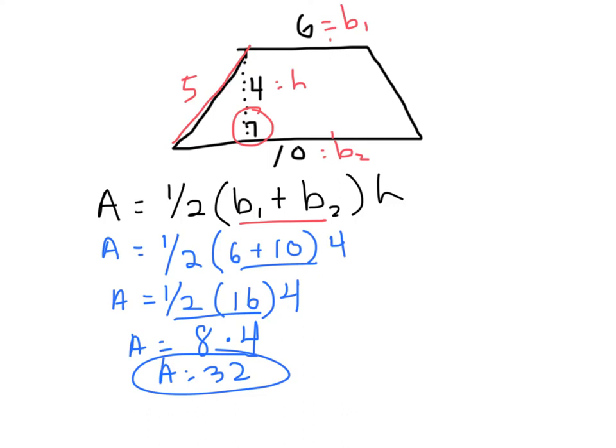So, key things to remember. Height is always your straight up and down vertical line. Base 1 and base 2, doesn't matter which one they are, but they have to be the sets of parallel lines. A trapezoid has one set of parallel lines, and those lines make up base 1 and base 2. And that's our area of a trapezoid.